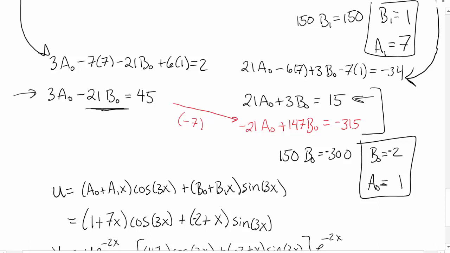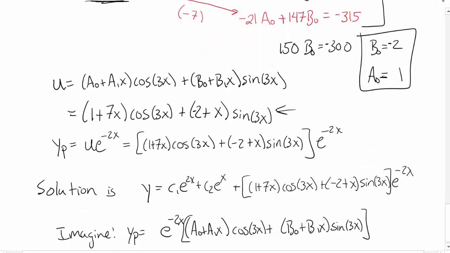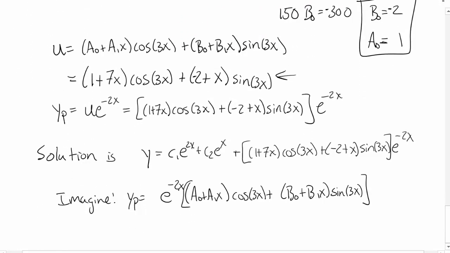So if you plug those in, you get (1 plus 7x) times cosine of 3x and (negative 2 plus x) times sine of 3x. So I found a u that worked. And again, remember, I had started this thought with my particular solution being u times e to the negative 2x. So now I have the whole thing: (1 plus 7x) times cosine of 3x plus (negative 2 plus x) times the sine of 3x, all times e to the negative 2x.